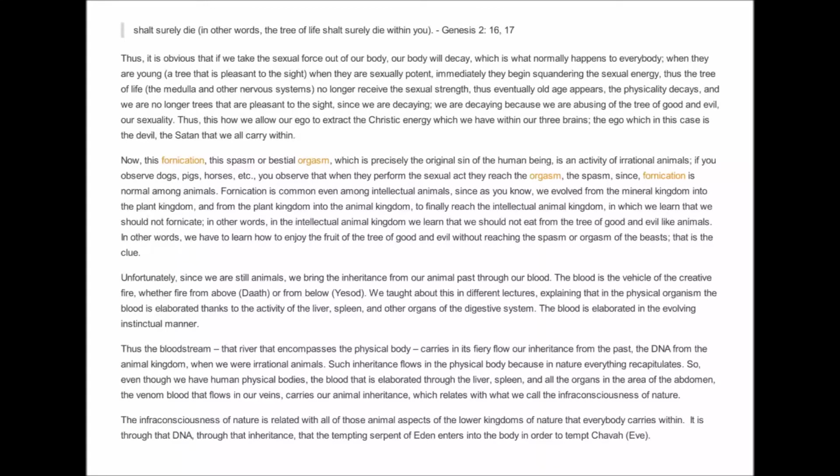And the two serpents that are entwined in the spinal column are precisely Ida Pingala, Adam and Eve, Yin and Yang, Ob and Od, which are, of course, in any child, up and nourishing. The tree of life and the tree of good and evil are acting together.